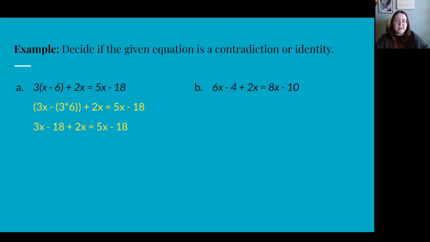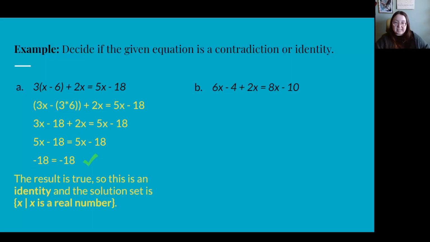So we'll combine our like terms of 3x plus 2x to get 5x minus 18 equals 5x minus 18. So this is one really, really big hint right now. It's the exact same expression on both sides of the equal sign. Simplifying that more, we'll subtract 5x from both sides, which leaves us with negative 18 equals negative 18. That is a true statement. So yes, that result is true. This is an identity, and our solution set is x, where x is a real number. So A is an identity.